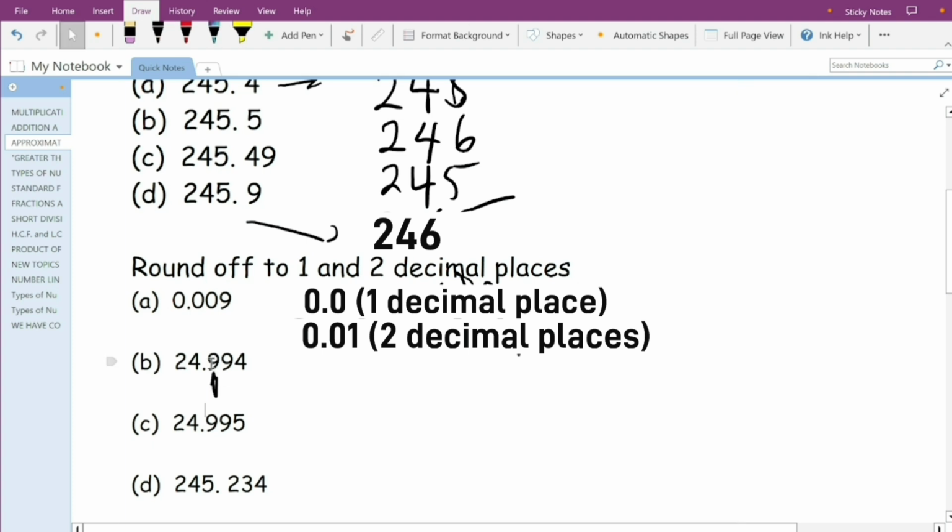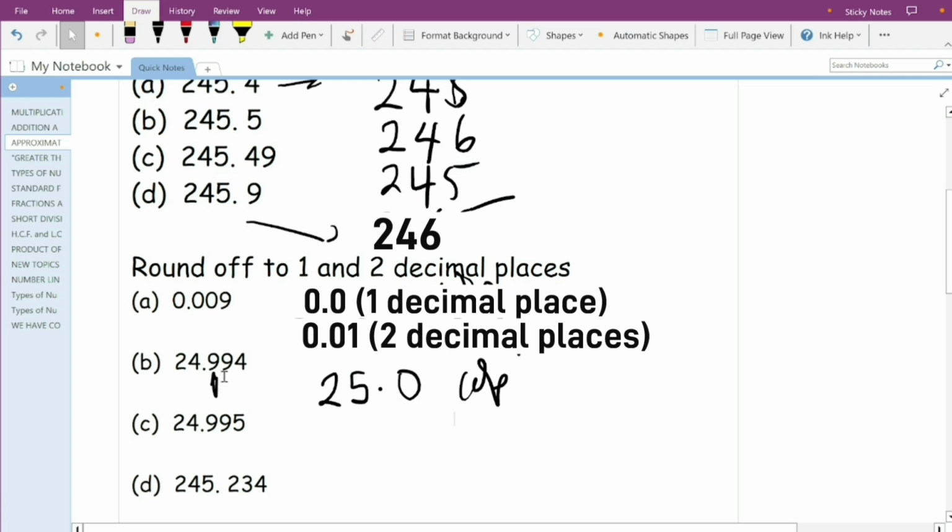So if it's 10, you would have to leave a 0 here, then add 1 to this 4 and make it 5. Because you can't just write 24.10. Since this 9 has now turned to 10, you will be leaving your 0 here, then adding 1 to this 4. So your answer to 1 dp would be 25.0. That's for this question B. To 1 dp is 25.0.